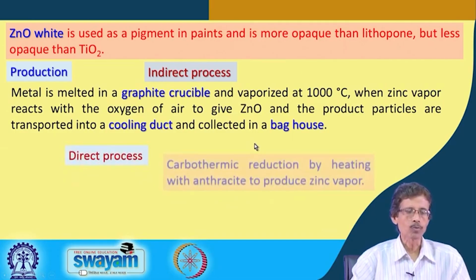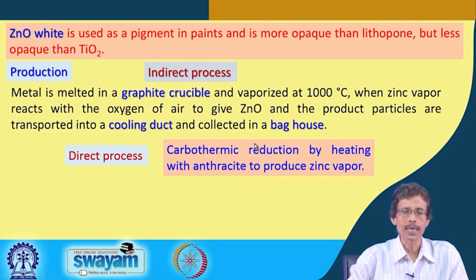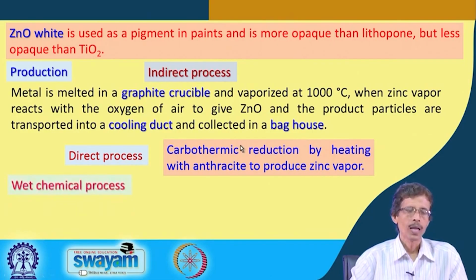In the direct process, which is basically the reduction process, the carbothermic process, we use coal based anthracite to produce the zinc vapor. That means the coal based reduction takes place with the zinc. So that is typically the direct process based on carbothermic reduction only.